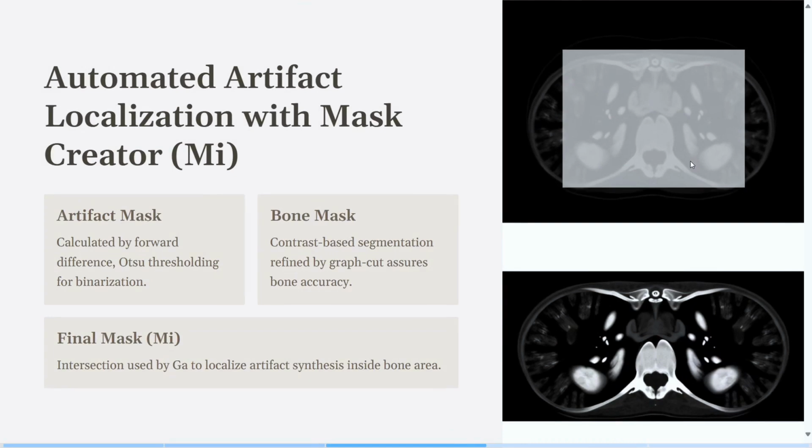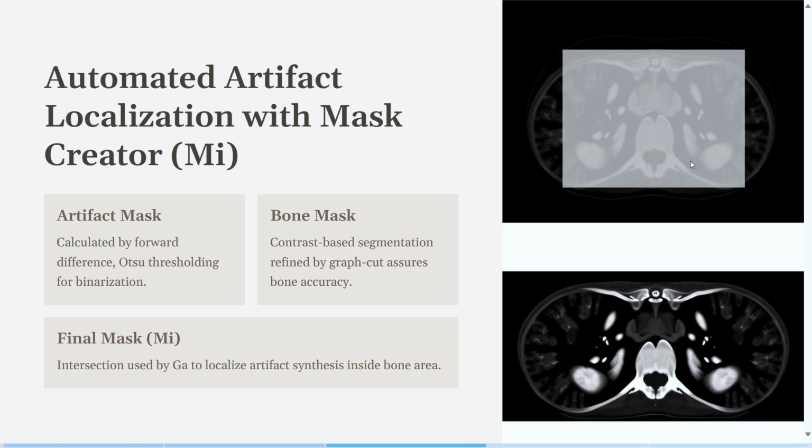So the next critical piece of CAPTURE-GAN is the mask creator, which generates the binary mask MI to guide the artifact generator GA. These masks ensure that artifacts are only added or removed in appropriate regions rather than over the whole image, which could lead to blur or loss of detail. MI is created by intersecting two intermediate masks, the artifact mask and the bone mask. The artifact mask is computed by taking the difference between the corrupted image XA and the cleaned output XAF. This difference is thresholded using Otsu's method to isolate the artifact region.